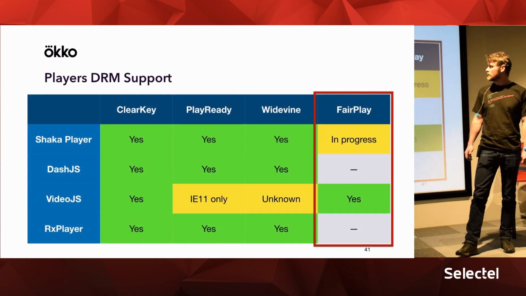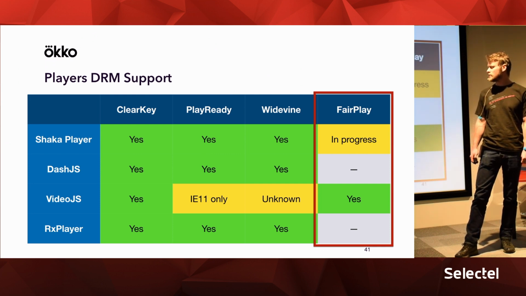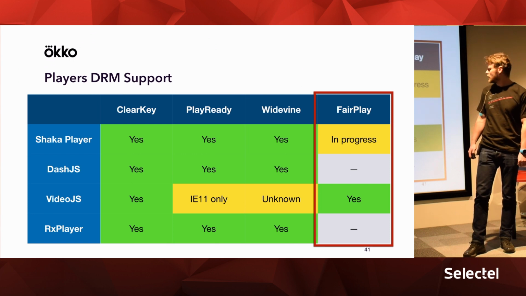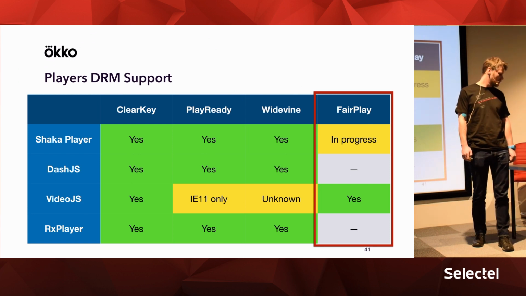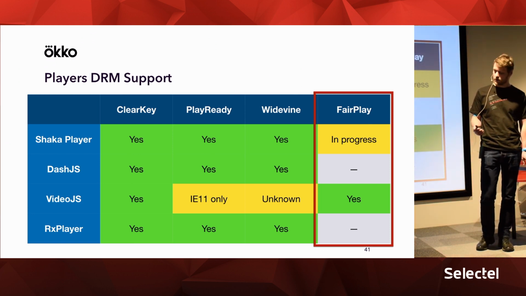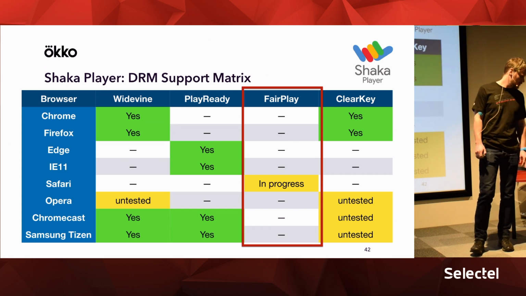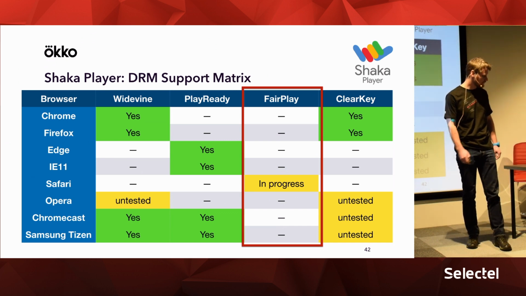And when looking at the supported DRM systems from the open source players' point of view, we can understand that for FairPlay, so for Safari, only one of them supports HLS with FairPlay, and others do not. So at Okko, we decided that we will use Shaka Player for all browsers with Google and Microsoft DRM, and for Safari we are using the modified reference player provided by Apple.